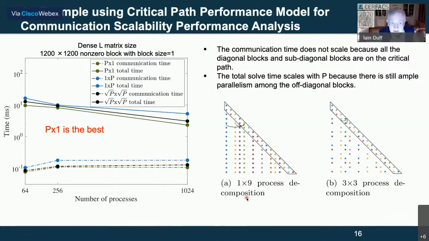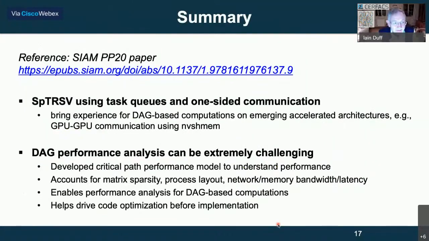We do have to stop, I'm afraid. Yeah, so I will stop here. This is just a dense matrix with two different configurations and the critical path. You can see the critical path for this configuration is better than the critical path here. Right. So I will just put up the summary here. I can take questions now.